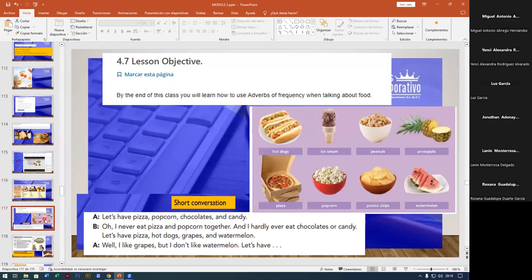Okay, let's check here. Now it says, by the end of this class, you will learn how to use adverbs of frequency. But now we can also check some vocabulary, adverbs of frequency when talking about food. In a short conversation, we include it like this. It says, let's have pizza, popcorn, chocolates, and candy. When you say let's have, it's the same as let's eat. Oh, I never eat pizza and popcorn together. And I hardly ever eat chocolates or candy.